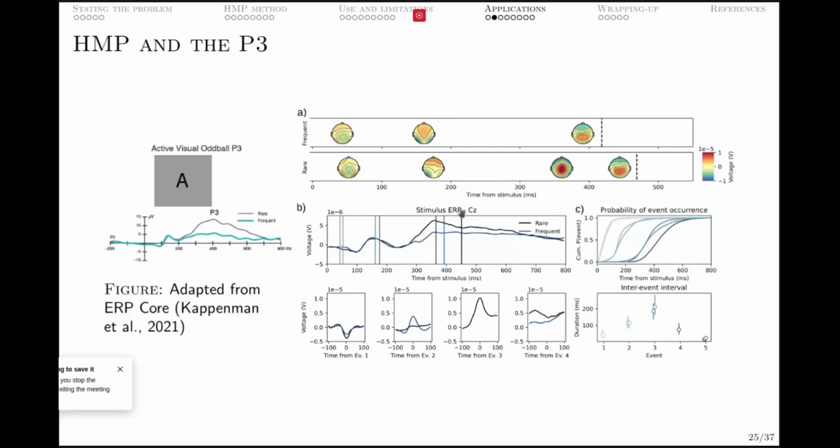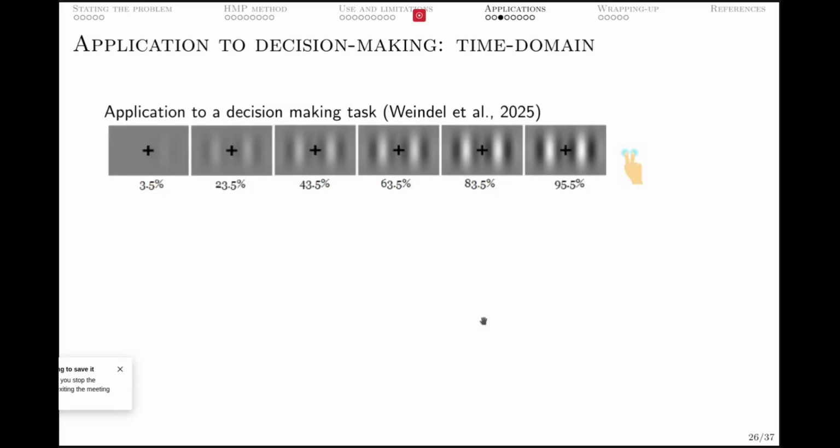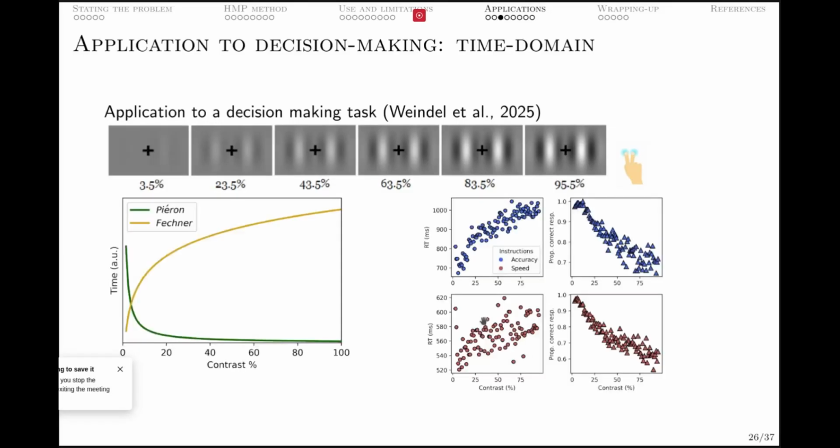Because we don't have this broad representation of the P3. Instead, we have a relatively sharp peak happening with timing around 100 milliseconds or something like that. Another example is a decision-making task that we just published as a reviewed preprint in eLife.